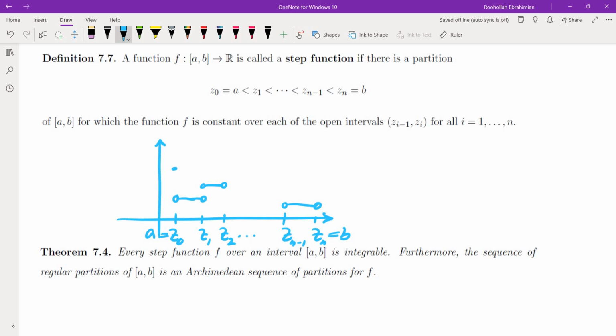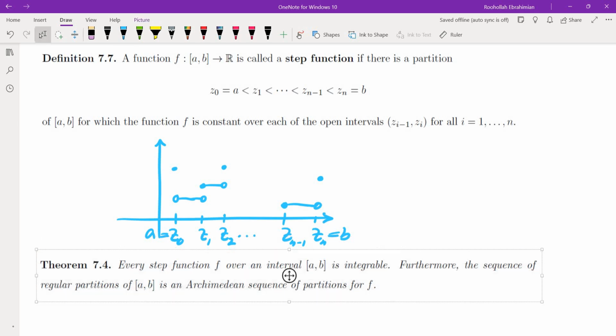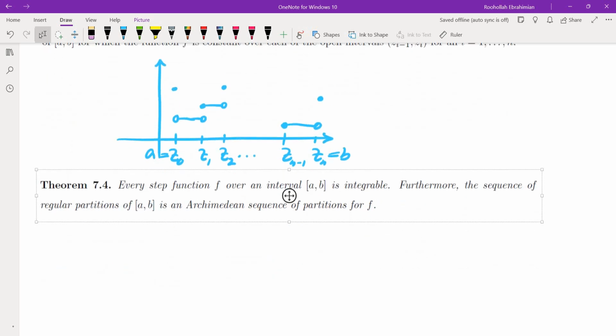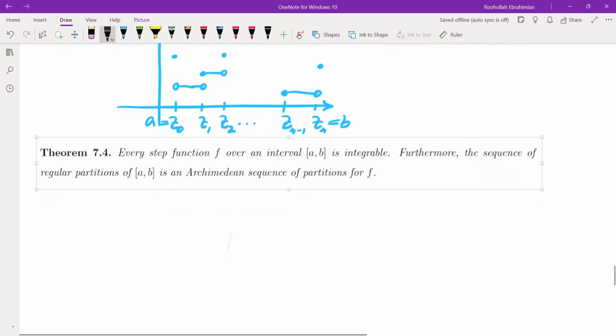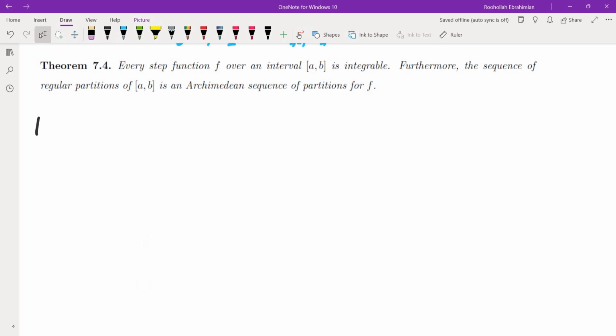Now at the endpoints it could be that it is something different. Maybe there's a point here. So what we have is a bunch of different values at the endpoints. Inside the intervals, in the interior of each interval, the function is constant. So it's a bunch of constant functions put together. Any function of this sort is in fact integrable. So we will prove this one.